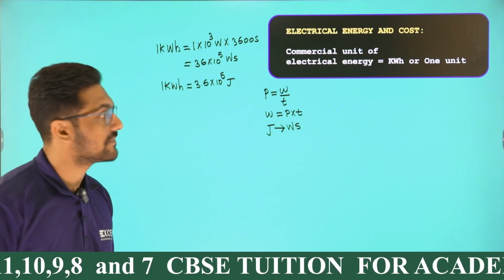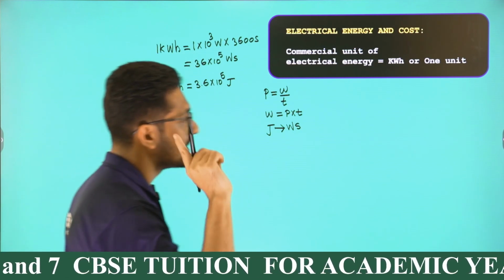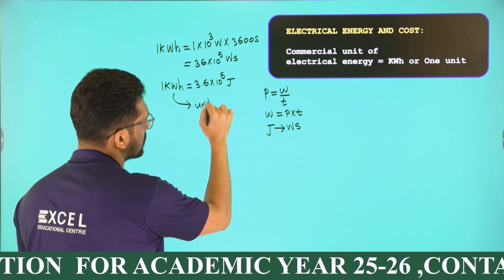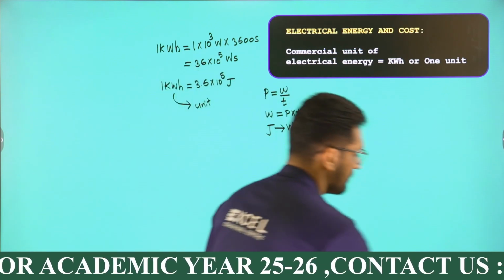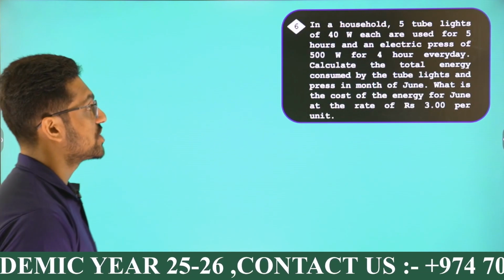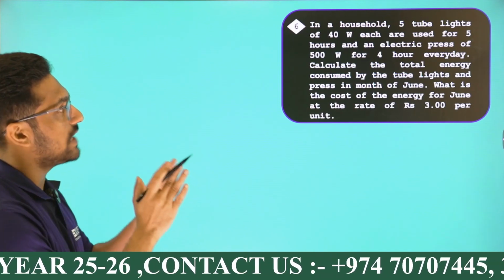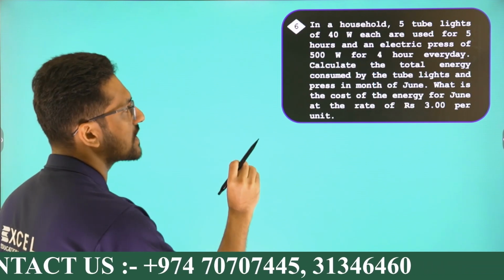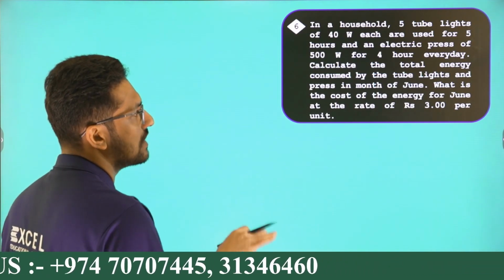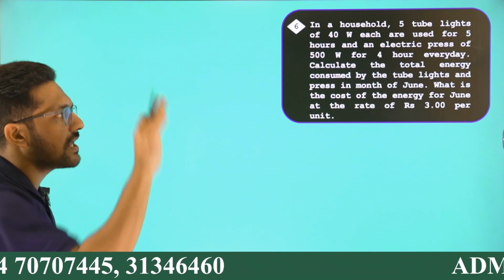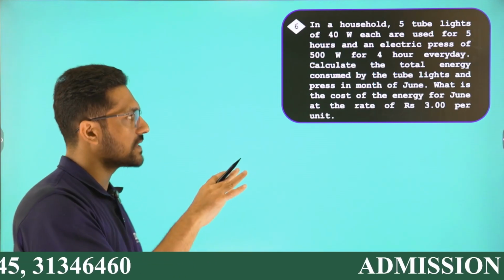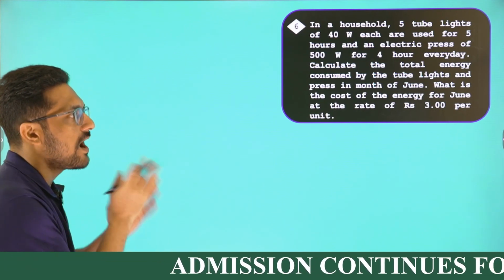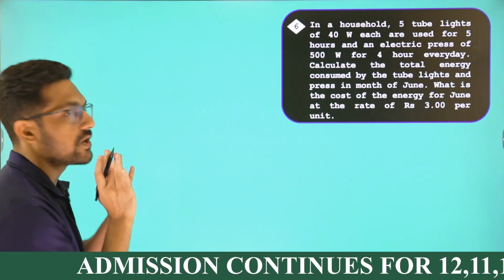Clear? Now you can see the next question. This kilowatt hour can also be called a unit. 1 unit. Our sixth question. In a household, 5 tube lights of 40 watt each are used for 5 hours and an electric press of 500 watt for 4 hours every day. Calculate the total energy consumed by the tube lights and press in the month of June. What is the cost of the energy for June at the rate of ₹3 per unit?